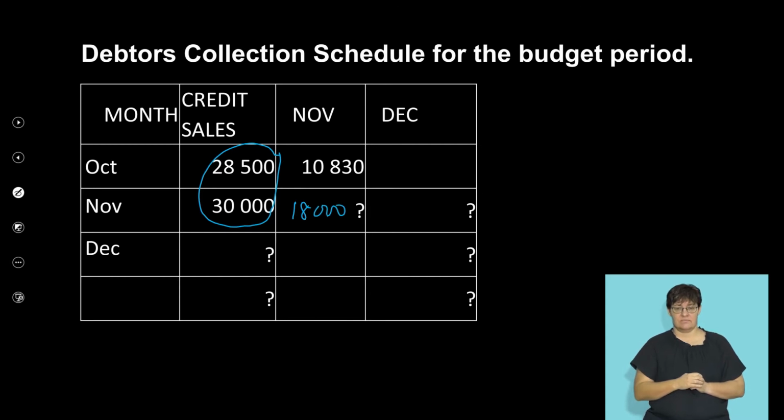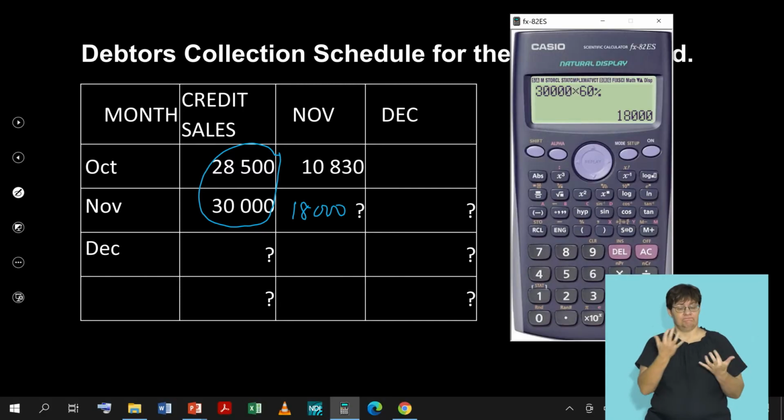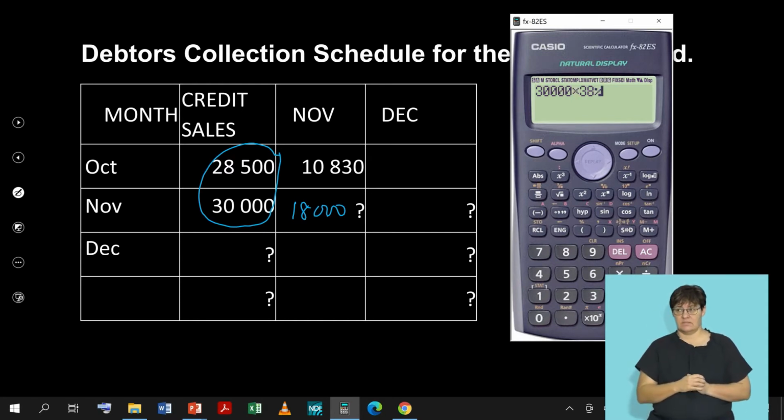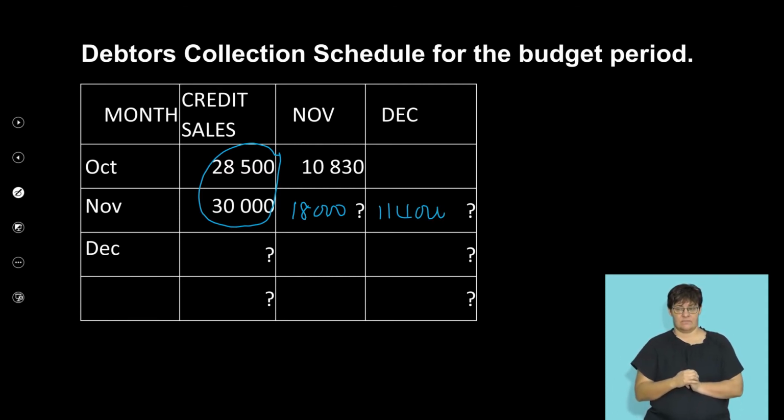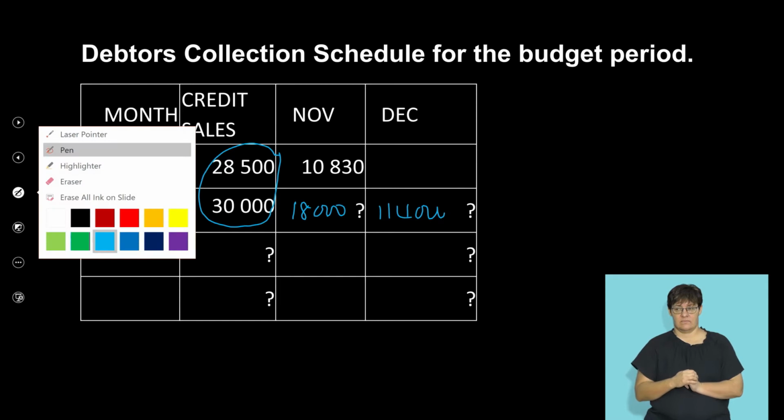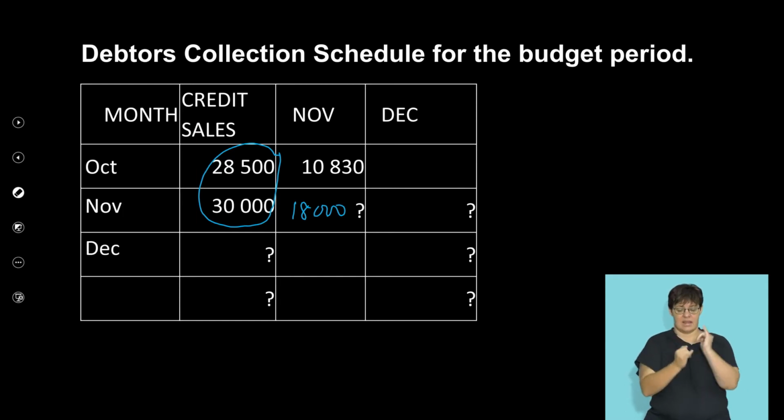Okay? And if you take your 30,000 again, and if you calculate the 38%, let's do that. Let's take the 30,000 times my 38%. Okay, that gives you a figure of 11,400. So here we go. There's the 11,400. Let me just take that out. Erase that. 11,400 is the figure that I'm looking for.